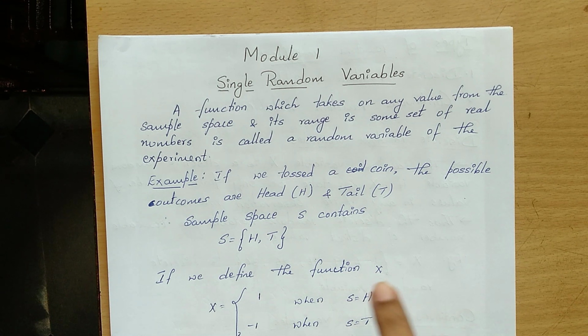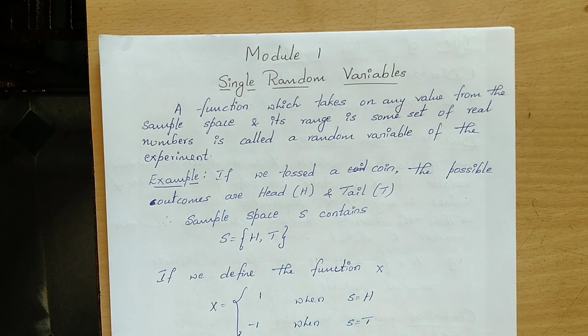Here I have taken one example of tossing a coin. Tossing a coin has two faces. One is a head, which is indicated here as H, and the other is a tail, which is indicated as T. So head or tail, either is possible when the coin is tossed. All the possible outcomes are called the sample space.